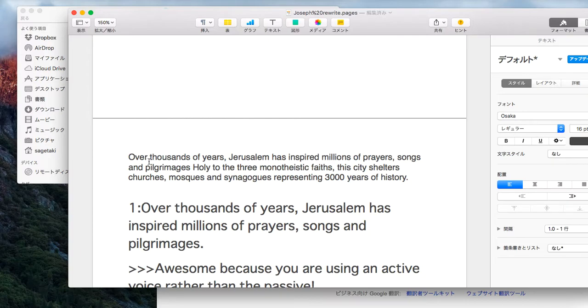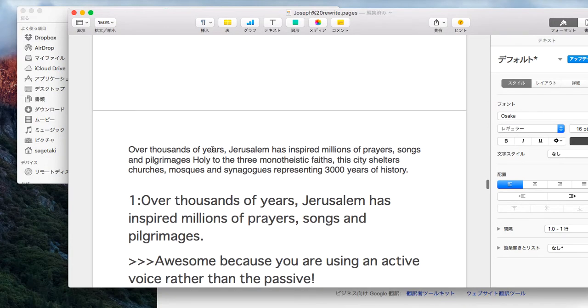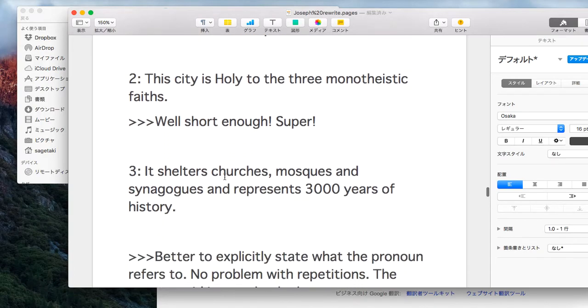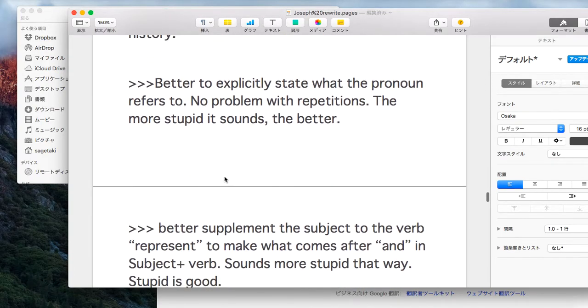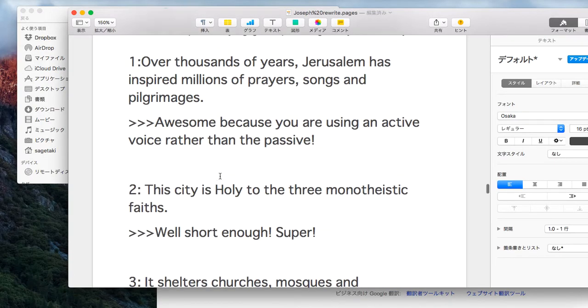So the original text, the next one, is: "Over thousands of years, Jerusalem has inspired millions of prayers, songs, and pilgrimages only to the three monotheistic faiths. This city shelters churches, mosques, and synagogues representing 3,000 years of history." But that was rather a long one, so the rewriter chopped this sentence into three parts.